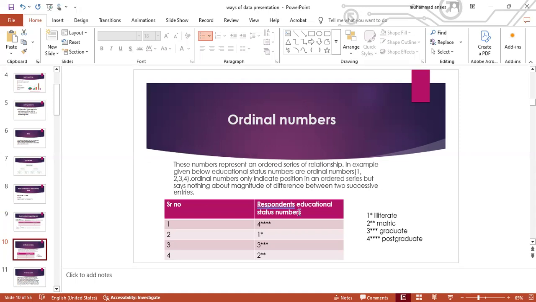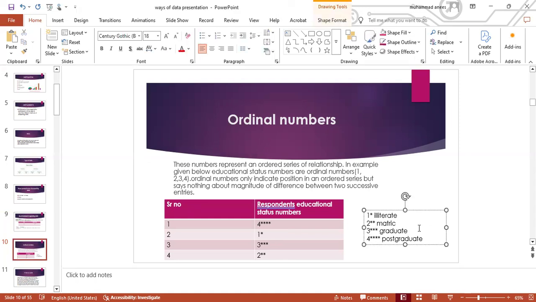The example is the table, which shows the respondents' educational status numbers against the serial number. The first shows the educational status of 4, second 1, 3, 3, and 4, 2. And on the other side, we see that there is an order in these numbers. 1 represents illiterate, 2 represents matric, 3 represents graduate, and 4 represents postgraduate.